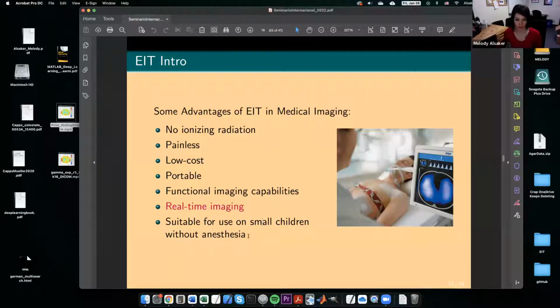The technology is also suitable for use on small children without anesthesia. And this is a big deal because little kids can't hold still in an MRI scanner, for example. So you have to put them under, you have to give them general anesthesia. And of course, there are a lot of risks associated with that. So you can do an EIT scan on a baby without having to anesthetize them, okay?